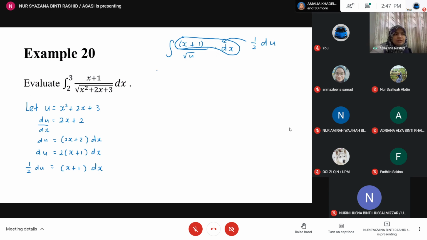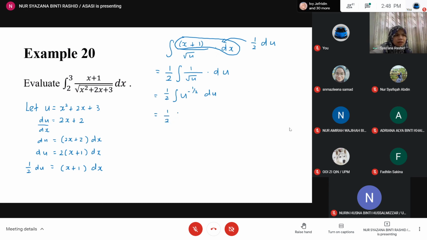Okay, where to put constant? Put it outside. Okay, so this is 1 over square root u. So now put du at the back. Okay, right. Integrate. This is u power negative half. Apply formula. So I got 1 over 2.